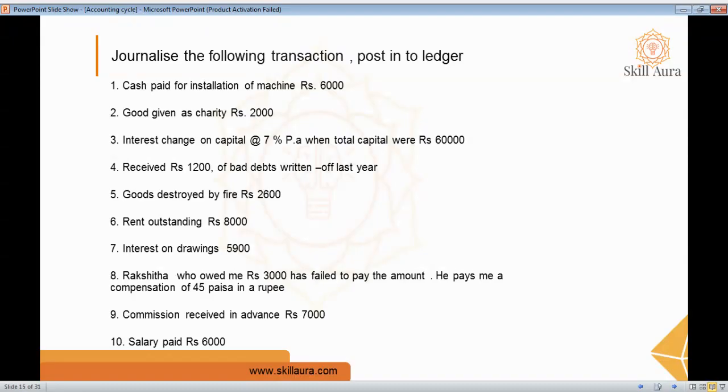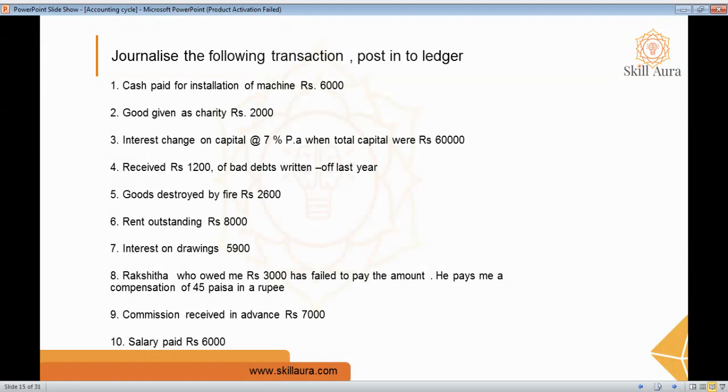And the next one is Rakshita, who owed me 3,000, has failed to pay the amount. She paid me a compensation. So here you'll have three types of account, that is cash account, compensation expenses account, and account receivable. Here two will be debited and one will be credited.